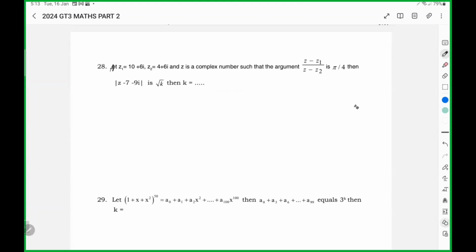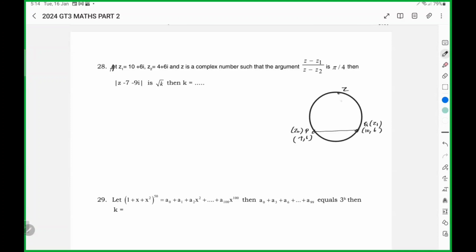Here it is. There are 2 points. One is 4 plus 6i, it's 4 comma 6. Another is 10 plus 6i, keeping y fixed. And he has given this point as P which represents Z2, Q which represents Z1, and Z is any point.